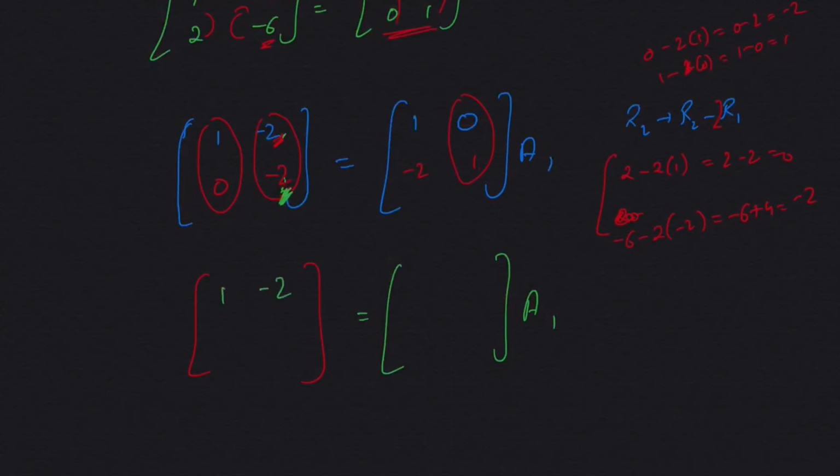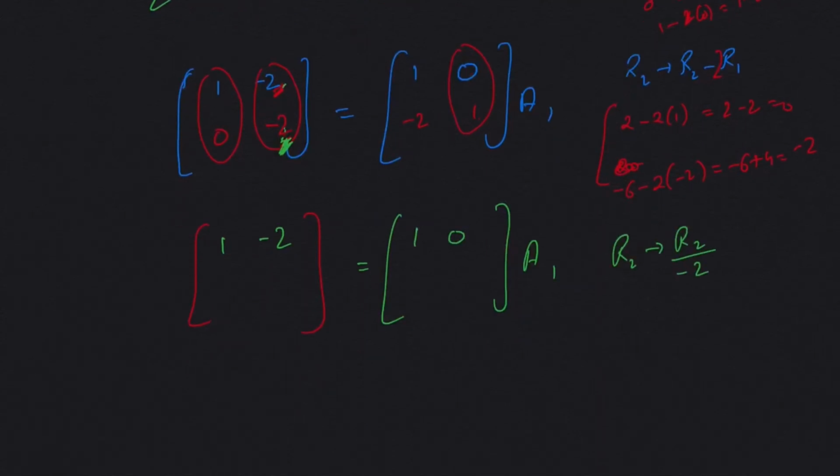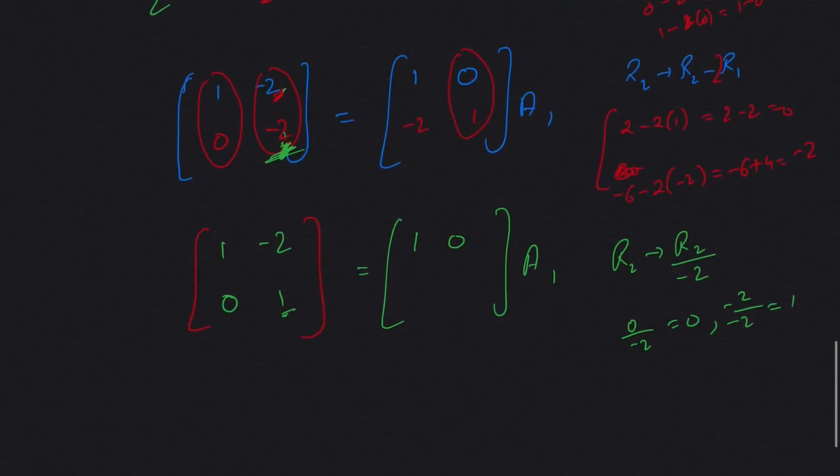So let's try: 1, minus 2, 1, 0, r2, each element I will divide by minus 2. All these operations you can do. As you solve more exercises and questions, you will see different varieties, different steps, different ways. So 0 by minus 2 will be 0, minus 2 by minus 2 is 1, so this column is almost ready. Then minus 2 by minus 2 is 1, and 1 by minus 2 is minus 1 by 2.